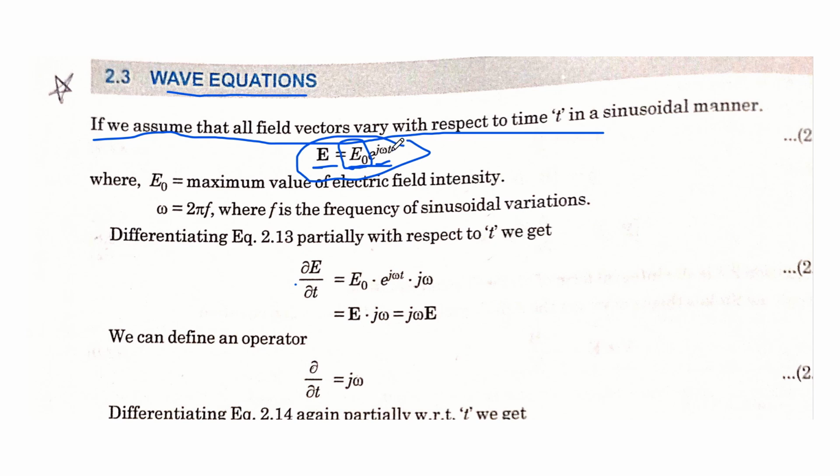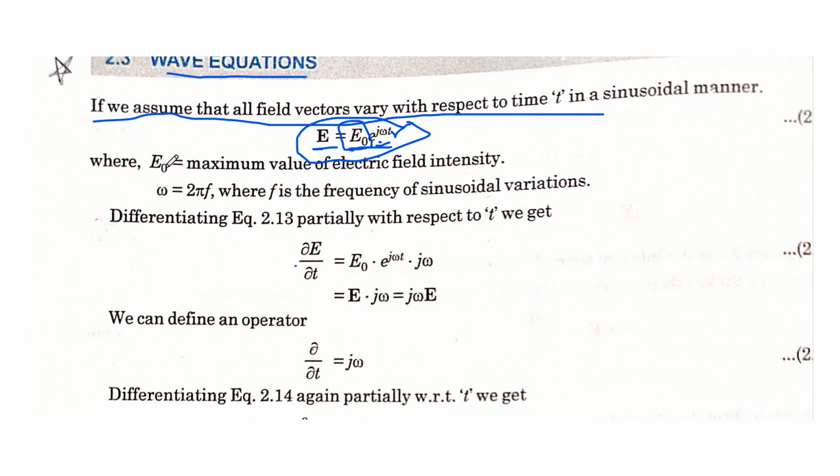and t represents that this vector varies with respect to time, and omega represents the frequency in terms of radians. See here, E naught is nothing but the maximum value of electric field intensity, a magnitude or amplitude, and omega is equal to 2 pi f. We already know omega is the frequency in terms of radians and f is the frequency in terms of hertz.